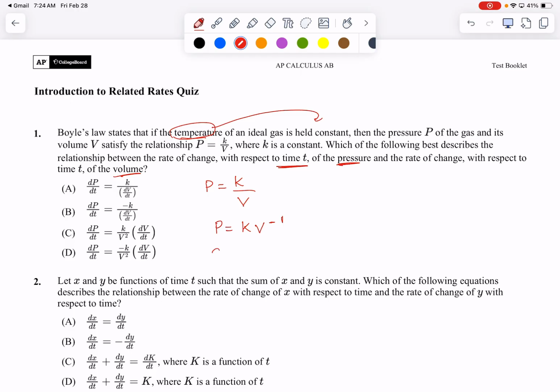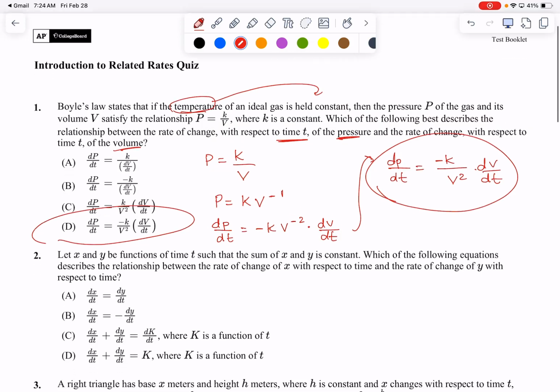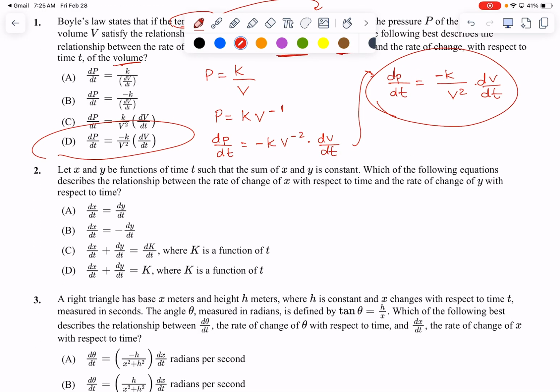Okay, so we're going to get dP/dt is equal to negative K V to the negative 2 times dV/dt. So then my derivative will be dP/dt is equal to negative K over V squared times dV/dt. So the answer would be D. That one's pretty easy. Now you know. Yeah, you just have to get used to taking your time and reading through these.